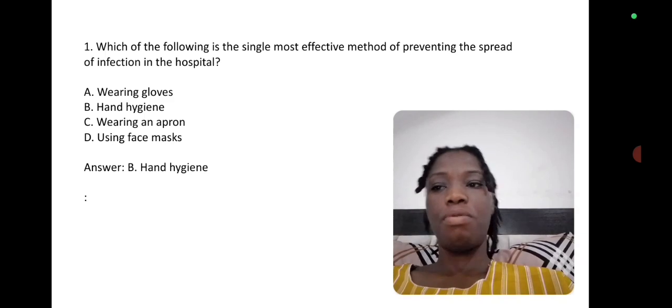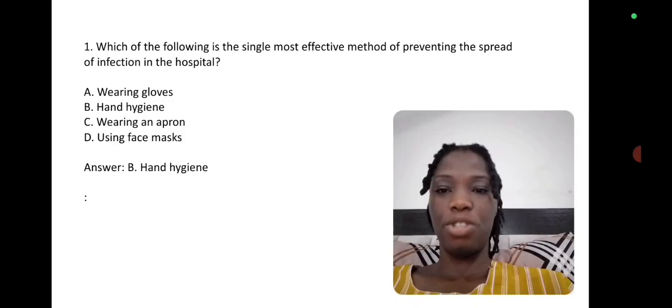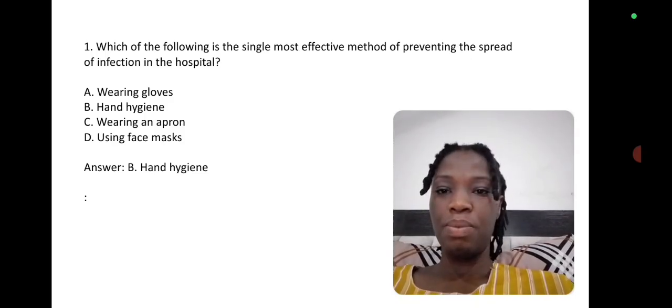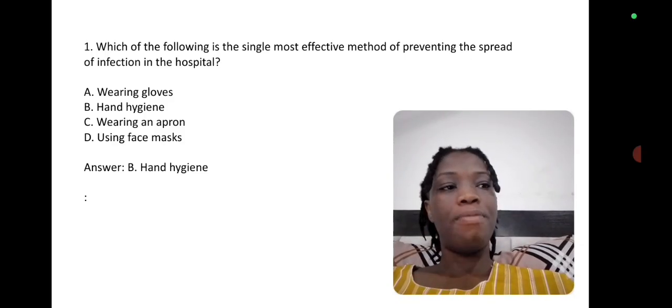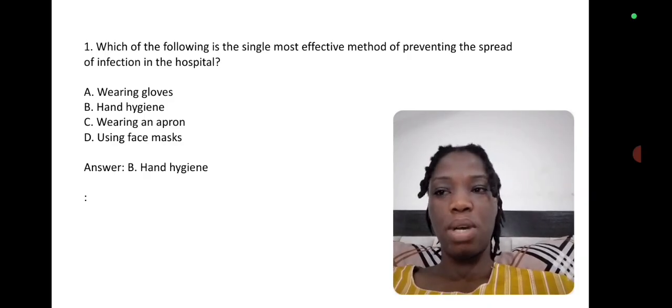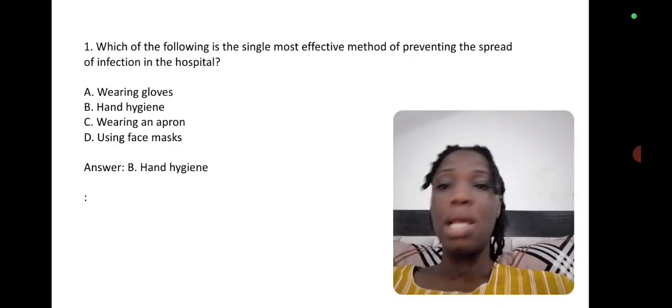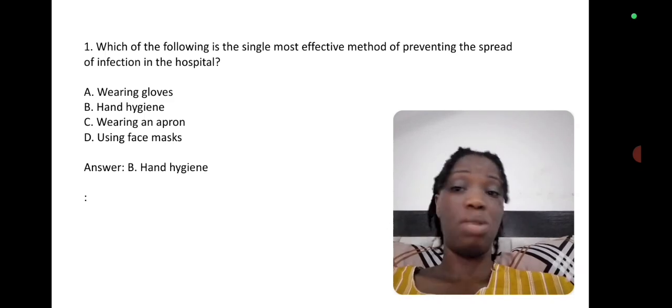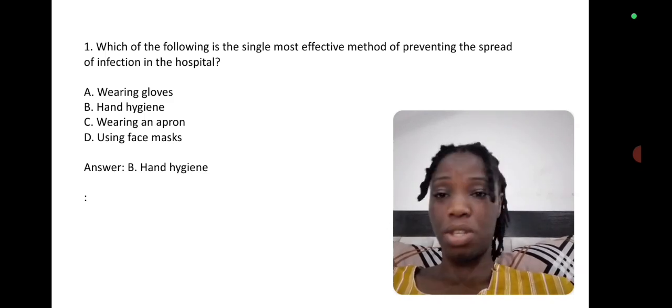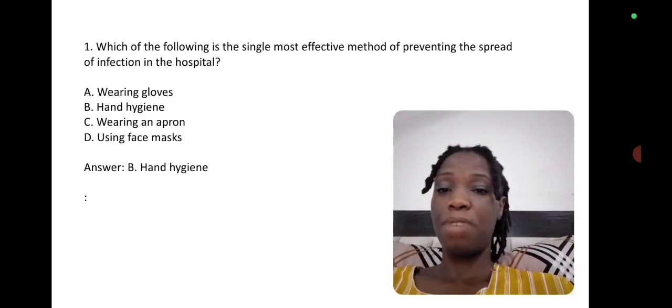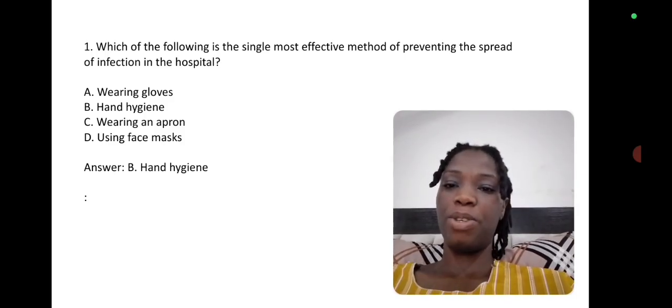A. Wearing of glove. B. Hand hygiene. C. Apron. D. Face masks. They are all ways you use to prevent infection. But the one that is the single most effective is hand hygiene, or you say hand washing. Why? Because when you wear glove, you pull off your glove, you must wash your hand. You pull off your apron, you must wash your hand. You discard your face mask, you must wash your hand. Anything you do, you must wash your hand. And when you wash your hand, you've reduced more than 50% of infection from yourself and from patients. So washing of hand is the single most effective way to prevent spread of infection.